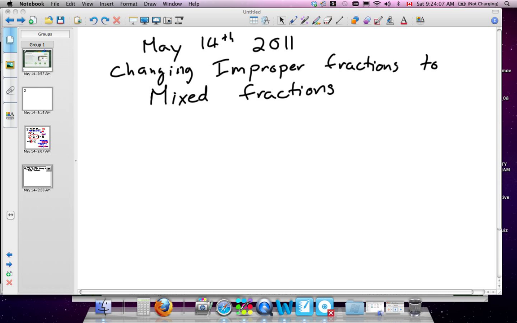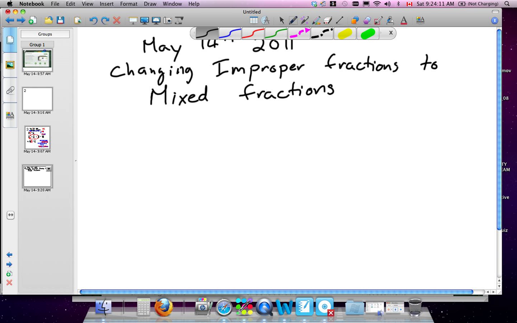Okay, so the next one we're going to do is changing improper fractions to mixed fractions. The first question they gave us is 5 over 3. What this actually means is 5 divided by 3. That little sign there means a divided by sign.